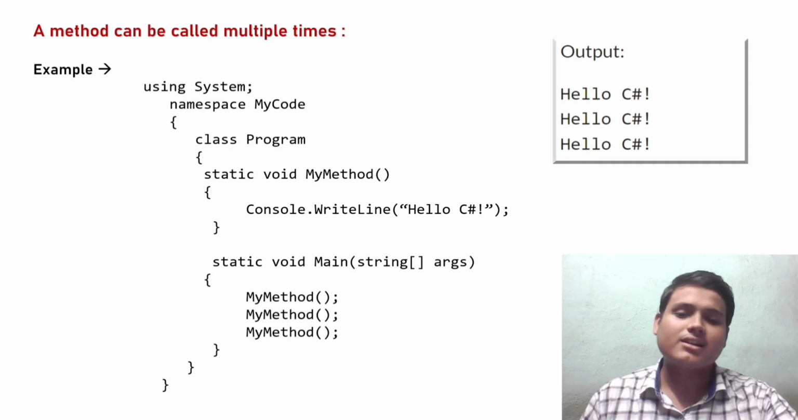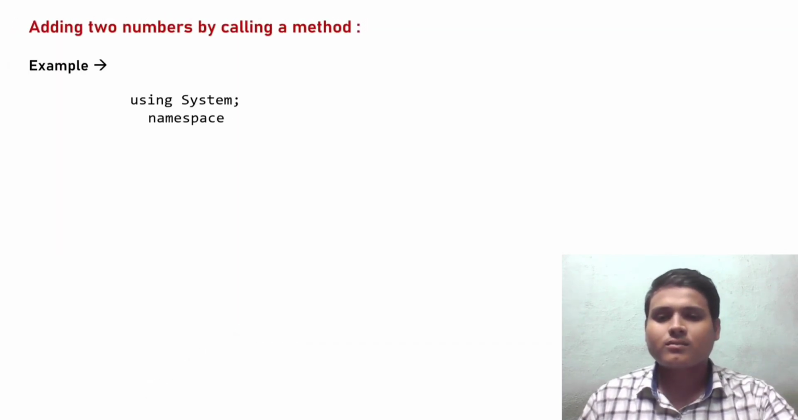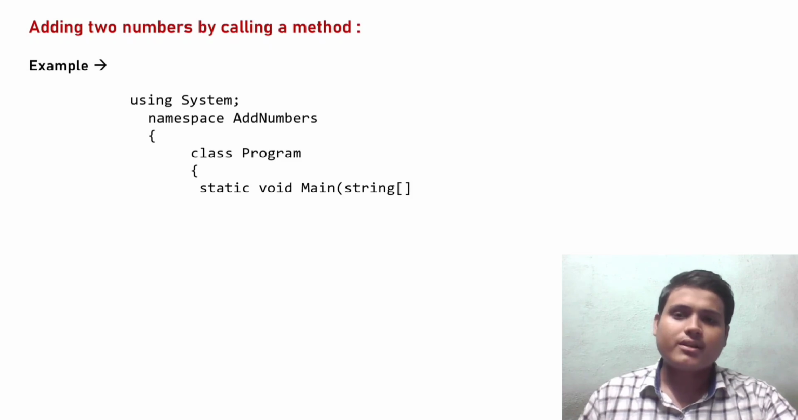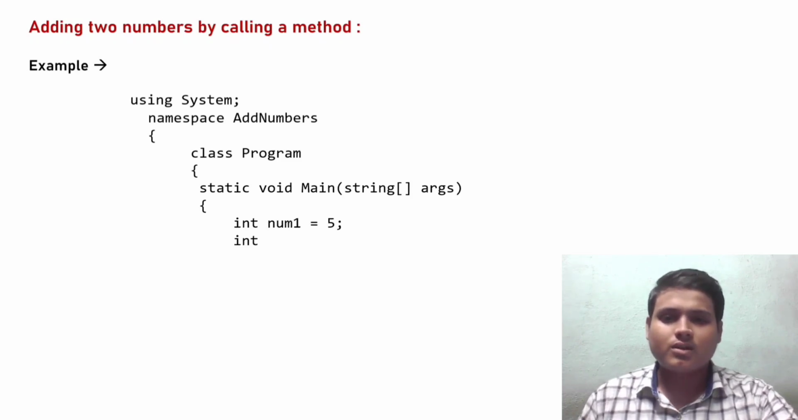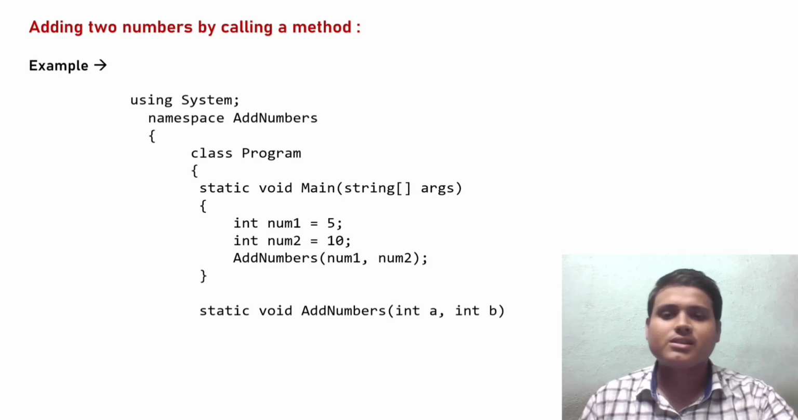And now we see the third example, where we add 2 integers by calling the method. This code adds 2 integers together and prints the result. Here is how it works, we see this step by step.